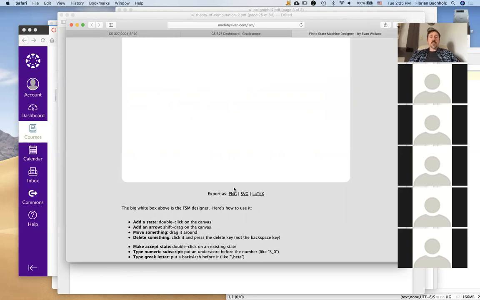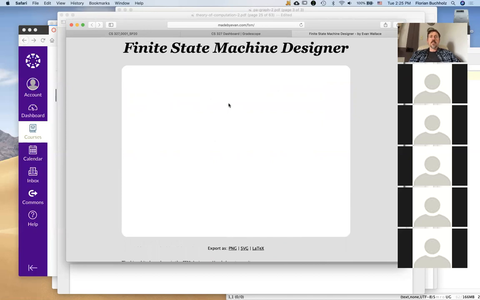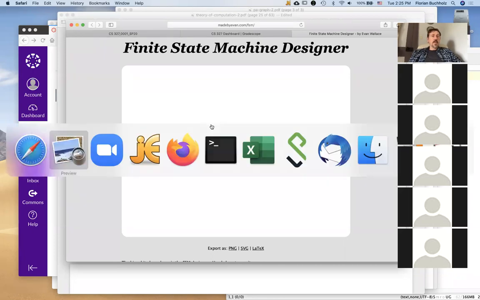And then when you have one, you can actually export that as a PNG file. And in Gradescope for an exam, you would then be able to upload that file. So that's why I want you to get familiar with this. And it's also easier for me to do a state diagram and an automaton on here rather than trying to draw it by hand.